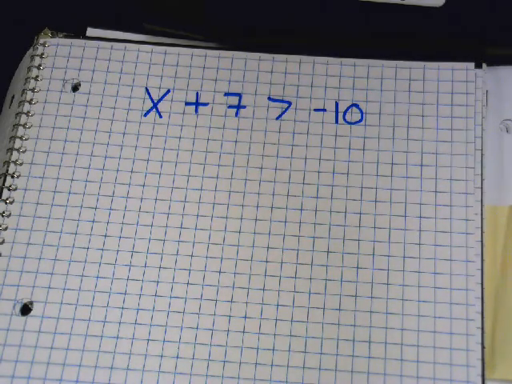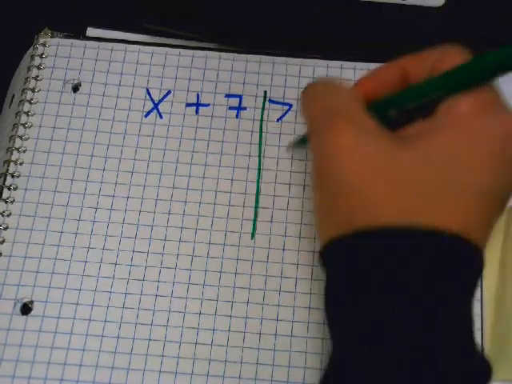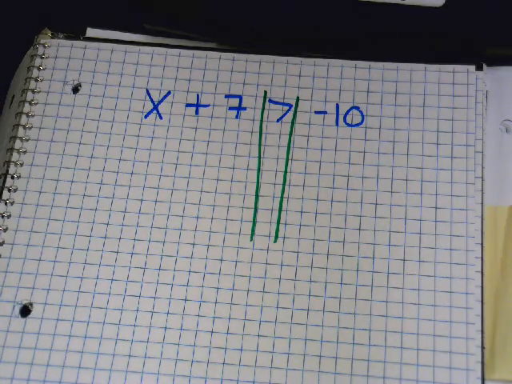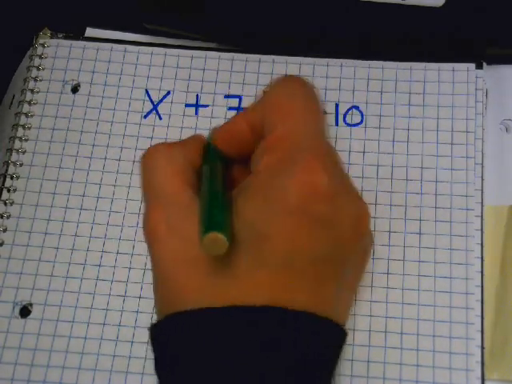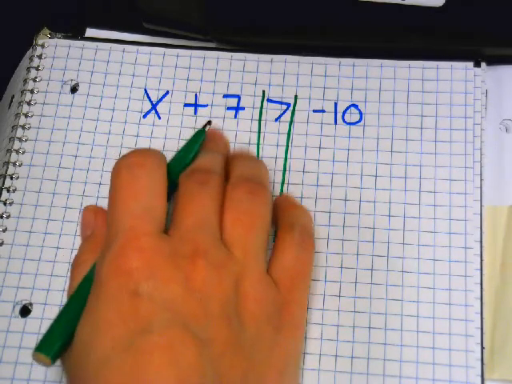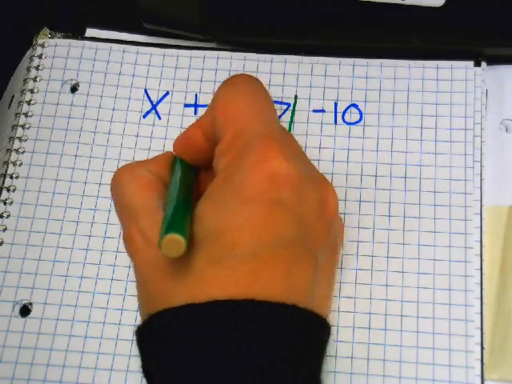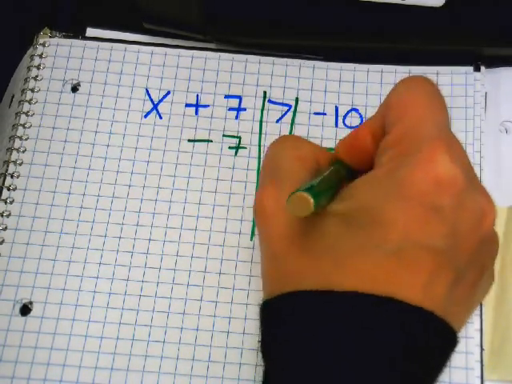All right, what do we get? Negative 3. What? How? Negative 17. Negative 3. Okay. What do I write down on this side? No. Minus 7. Minus 7.